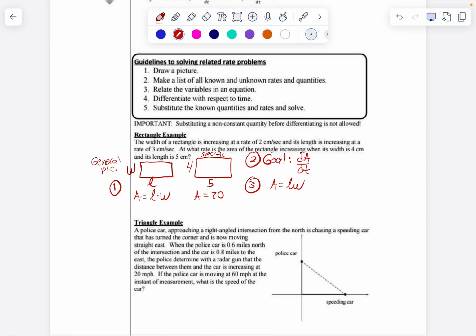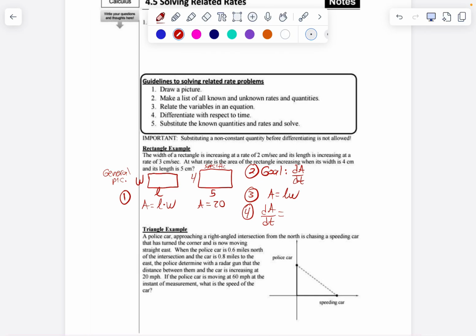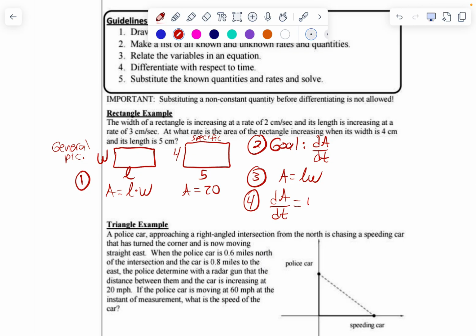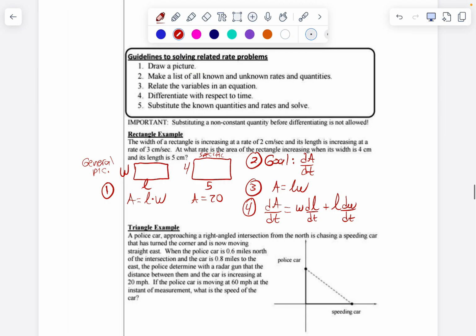Step 4, differentiate dA/dt. And remember to do the product rule. So W dL/dt plus L dW/dt. Please stop me and ask questions if you're not following. You need to be following 100%.